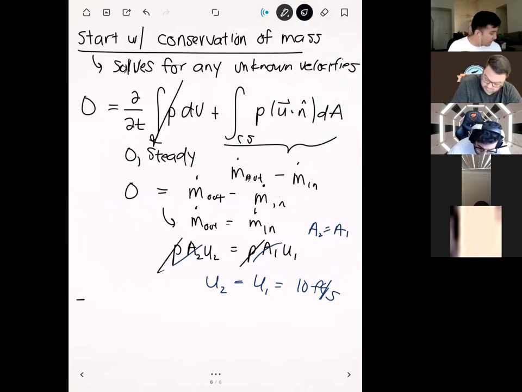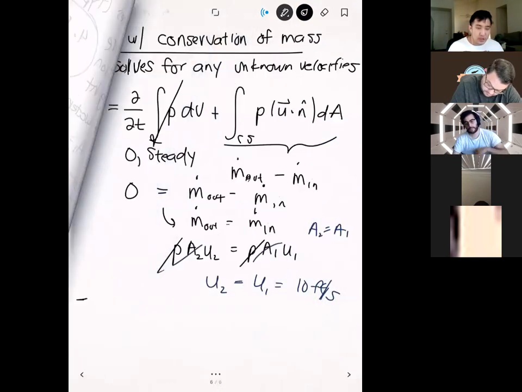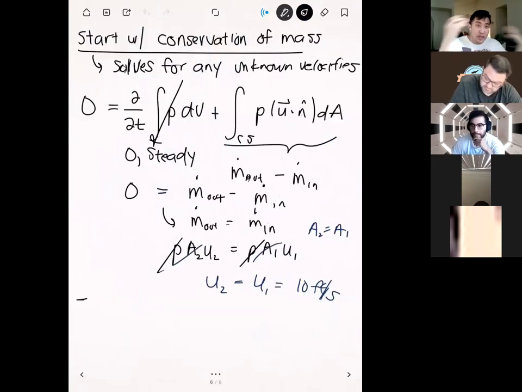Okay. And so one thing I'll comment on before we move forward is atmospheric pressure. It's implied from this problem that this ramp is just in the ambient air. And so the atmospheric pressure is the same all around this.